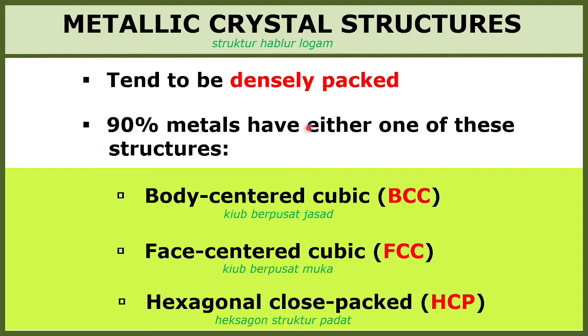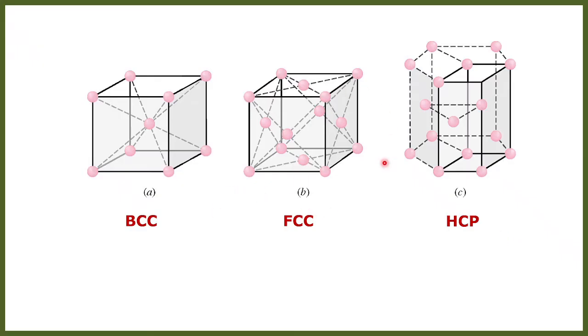Okay, 90% of metal have one of these structures: BCC, body center cubic, FCC, face center cubic, and also HCP, hexagonal close pack. So for this topic, we will focus on this type of crystal. This is the difference between BCC, FCC, and HCP. We will learn more later.